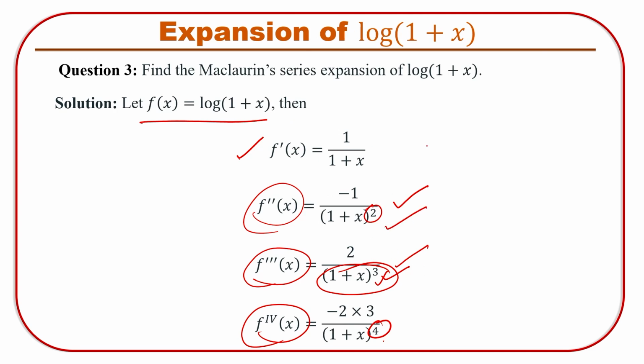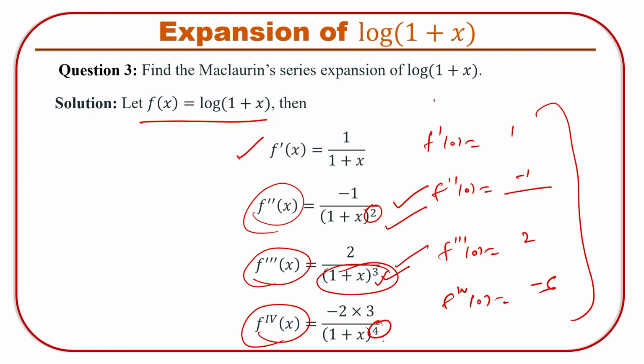And f triple dash. So, f dash of 0 is equal to 1, f double dash of 0 is equal to minus 1 divided by 1, f triple dash of 0 is equal to 2, and f fourth of 0 is equal to minus 6, right. So, in this order, and f of 0 is equal to log of 1, that is equal to 0. So, starting with 0, 1, minus 1, 2, minus 6 and so on.